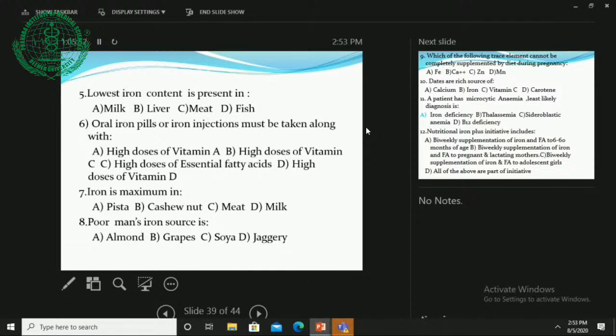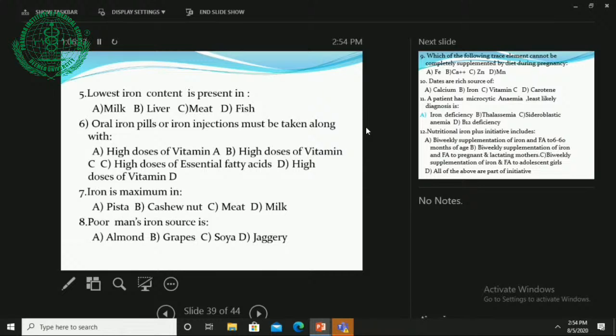Sixth MCQ: oral iron pills or iron injection must be taken along with. So when you are given iron orally, it should always be combined with vitamin C. The options are vitamin A, vitamin C, essential fatty acid or high dose of vitamin D. Here the answer is vitamin C. So you give vitamin C with the iron, and it enhances the iron absorption.